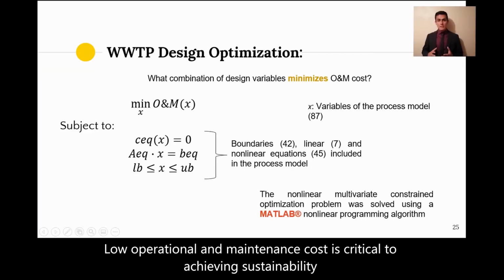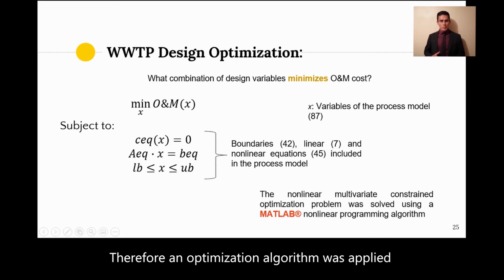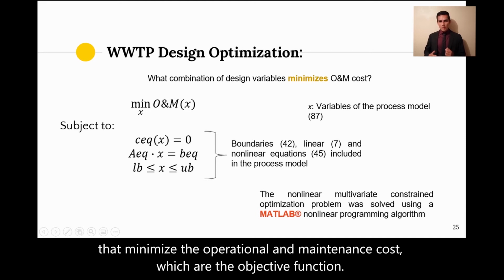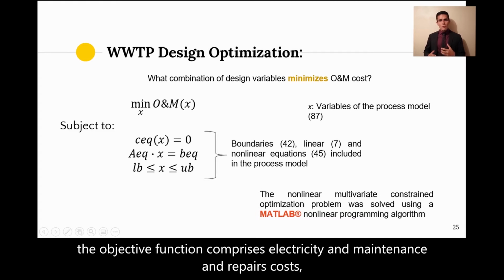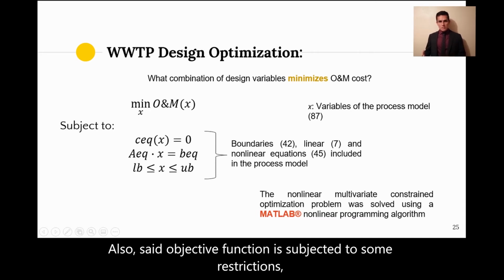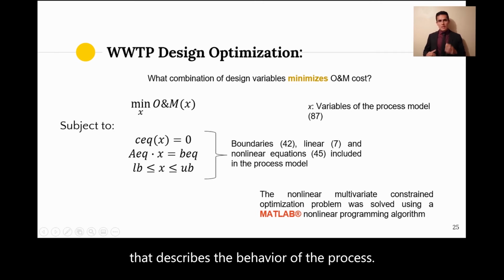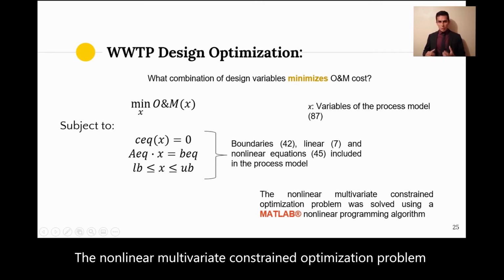The operational maintenance cost is critical to achieving sustainability in relation to a wastewater centralized treatment system in La Fortuna. Therefore, an optimization algorithm was applied to find the secondary treatment design variables that minimize the operational maintenance cost, which is the objective function. The objective function comprises the electricity and maintenance and repairs costs, which are mainly affected by the treatment design variables. Also, said objective function is subject to some restrictions, which are all the mathematical expressions and design criteria that describe the behavior of the process.